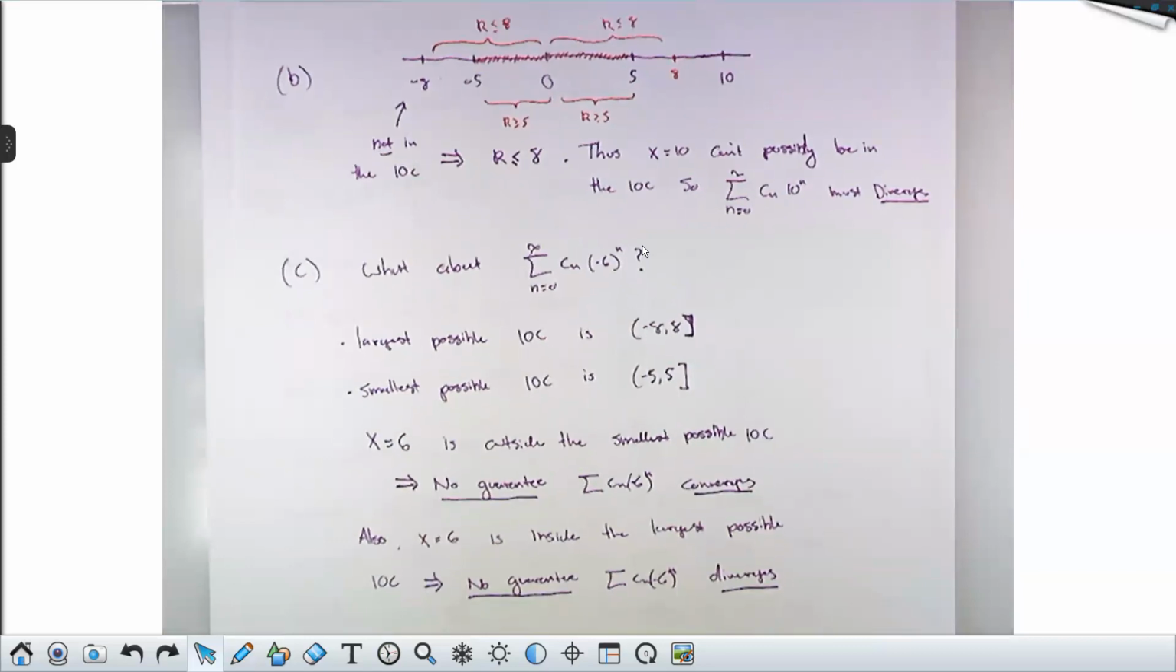So in parts A and B, we were able to say for sure that the series in part A converges because it is this power series with x equals 3 plugged in, and I know that 3 has to be in the interval of convergence. In part B, I was able to say that the series necessarily diverges because this series is my power series with x equals 10 plugged in, and I know that there's no possible way for the IOC to stretch all the way out to 10.